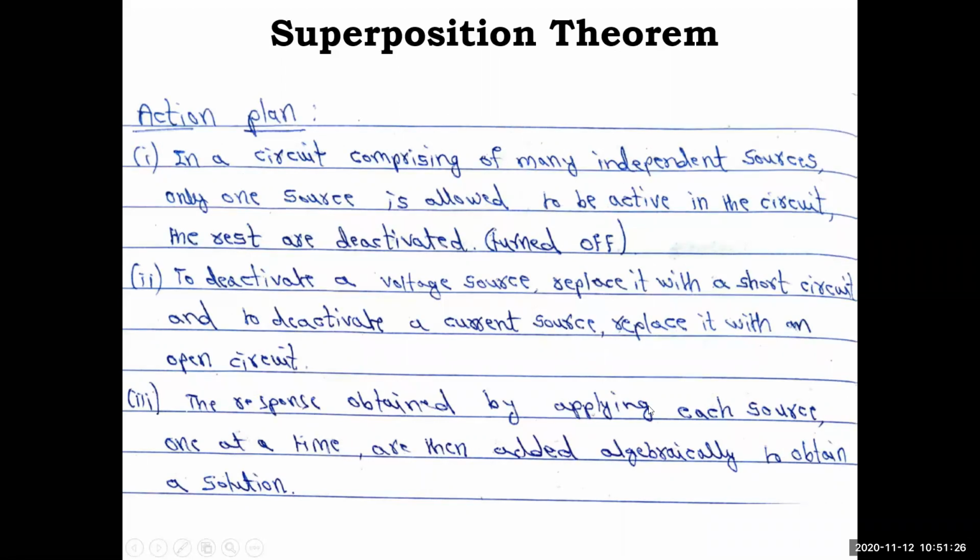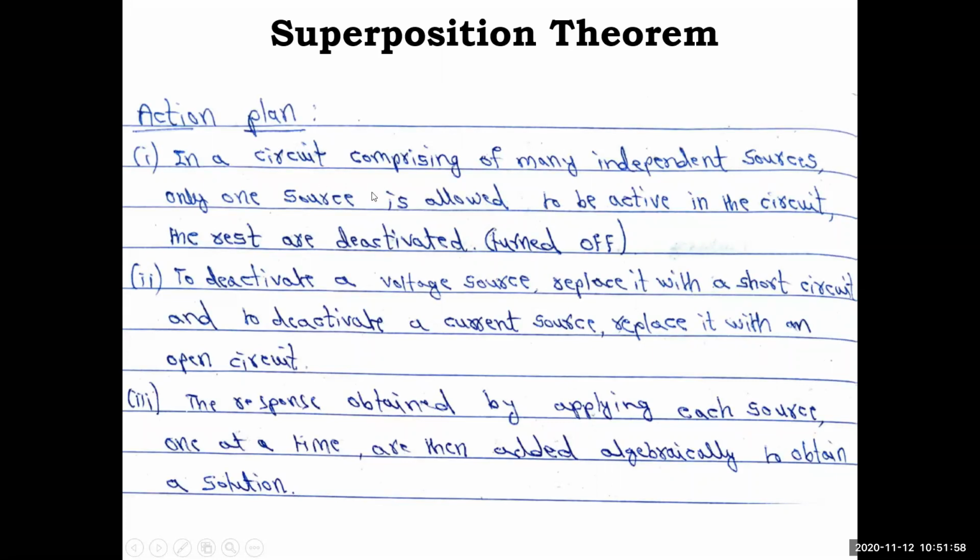The responses obtained by applying each source one at a time are then added algebraically to obtain the solution. The final conclusion is I1 equals I1 dash plus I1 double dash, and I2 equals I2 dash plus I2 double dash. It may continue for more than two currents also. If you have three meshes and three currents, then I1 is equal to I1 dash plus I1 double dash plus I1 triple dash. It can be any number n of currents, not only two. This is the action plan you have to use in solving the problems.